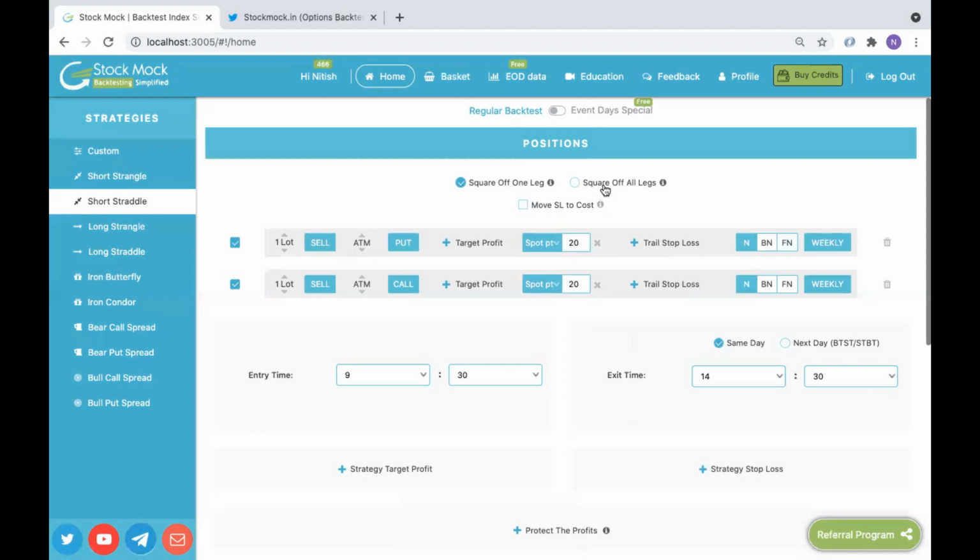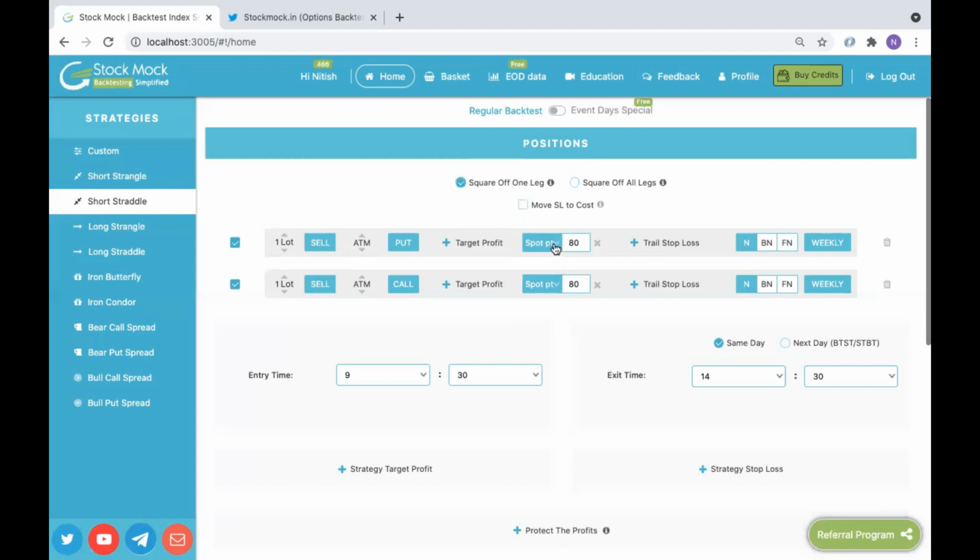If you want to use square off all legs, in our beta testing many people have used this feature in various ways. I'll explain that. For example, what people were doing is keeping a higher number, saying that if the market moves 80 points in any direction after you entered, they will square off all the legs. It means not just that particular leg, they will square off the entire strategy. I hope this is clear.